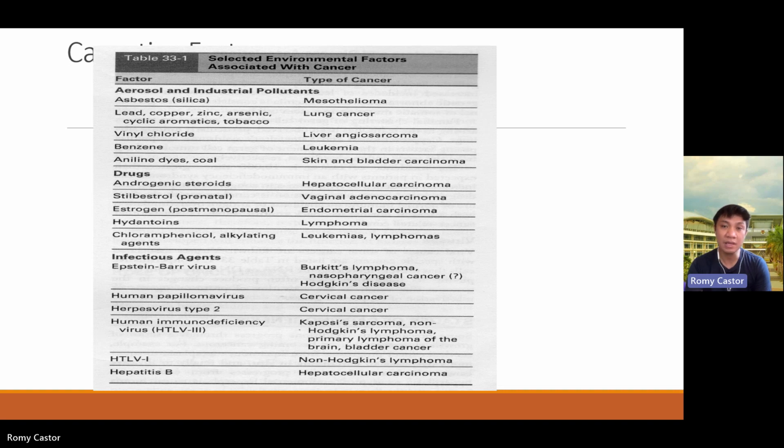Okay, for our infectious agents, first we have Epstein-Barr virus associated with Burkitt lymphoma. Human papilloma virus and herpes virus eventually predispose you to develop cervical cancer. Human immunodeficiency virus 3 or human T lymphotropic virus 3 can lead to Kaposi sarcoma. Human T cell lymphotropic virus 1, which is our oncovirus, can lead to non-Hodgkin lymphoma. Hepatitis B, since it induces chronic hepatitis, can lead to hepatoma or liver cancer or liver cirrhosis.